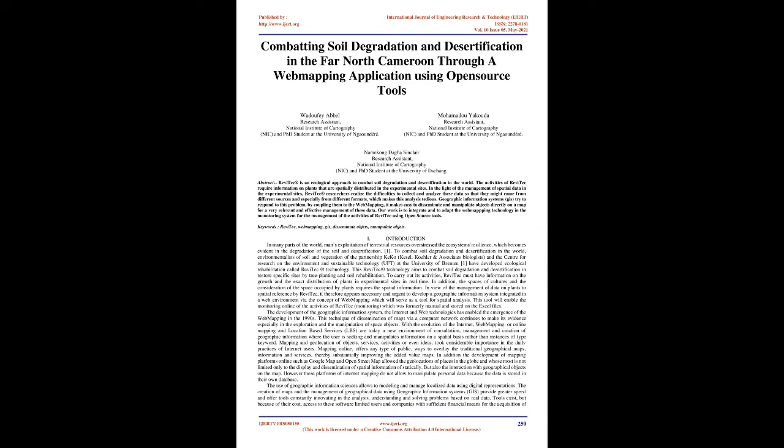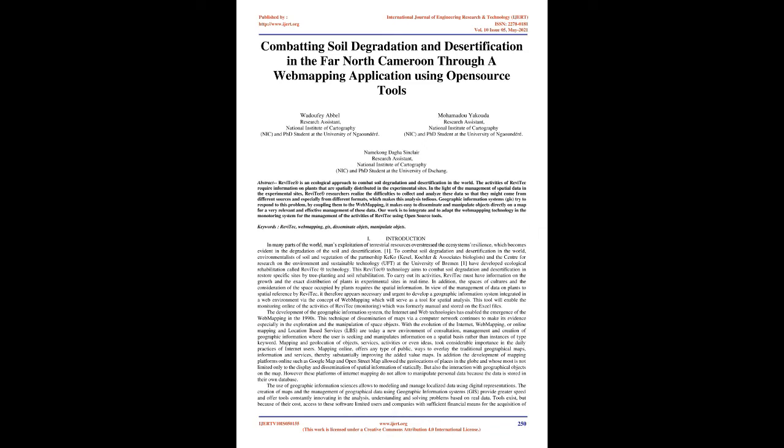By coupling them to the web mapping, it makes it easy to disseminate and manipulate objects directly on a map for a very relevant and effective management of these data. Our work is to integrate and adapt the web mapping technology in the monitoring system for the management of the activities of ReviTec using open source tools. Keywords: ReviTec, web mapping, GIS, disseminate objects, manipulate objects.